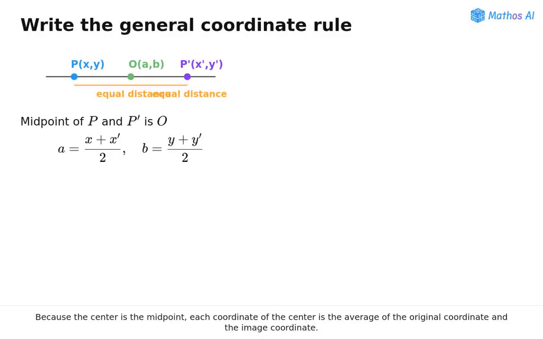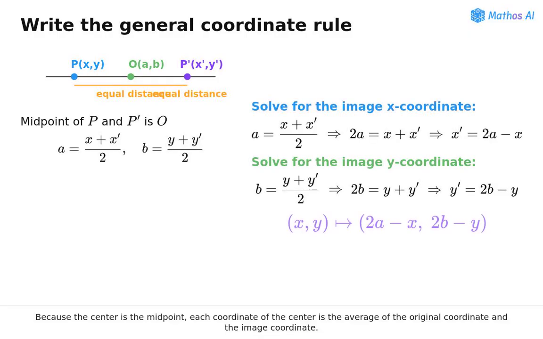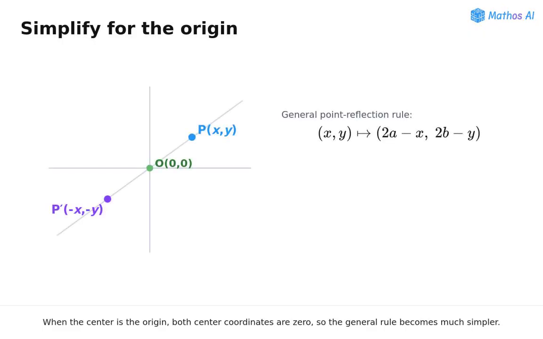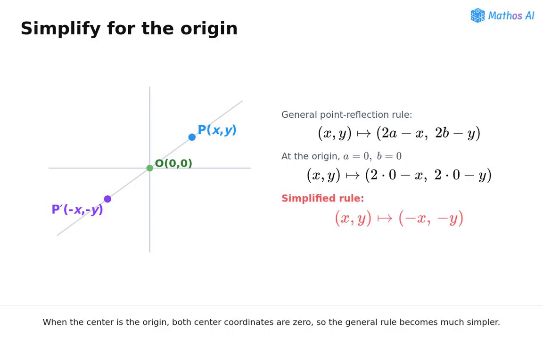Because the center is the midpoint, each coordinate of the center is the average of the original coordinate and the image coordinate. If the center is (a, b) and the original point is (x, y), solving the midpoint relationship gives the image point (2a - x, 2b - y). When the center is the origin, both center coordinates are 0, so the general rule becomes much simpler. The point (x, y) maps to (-x, -y).